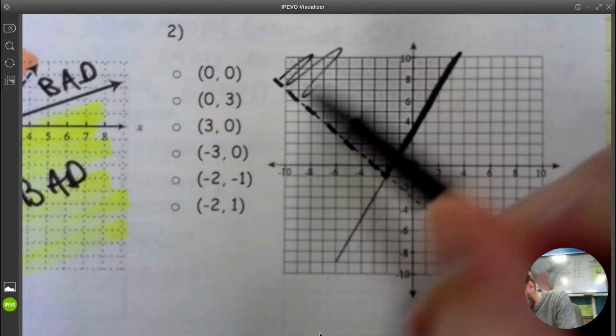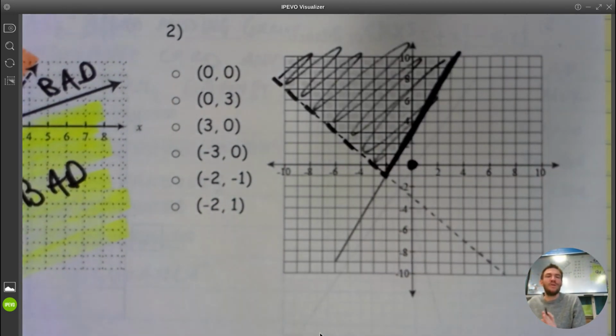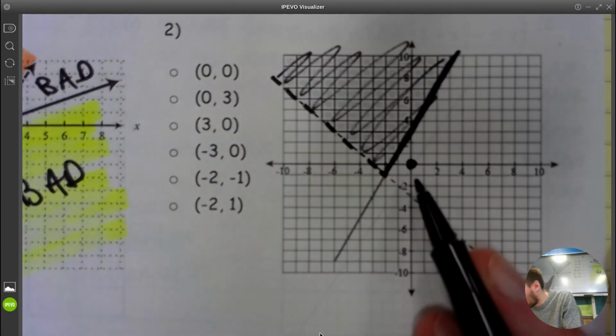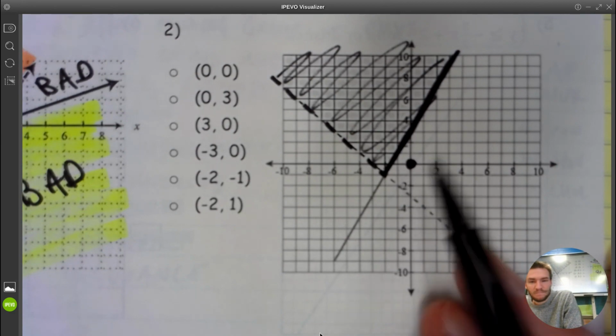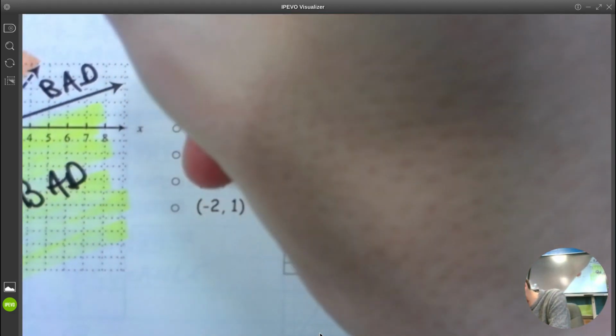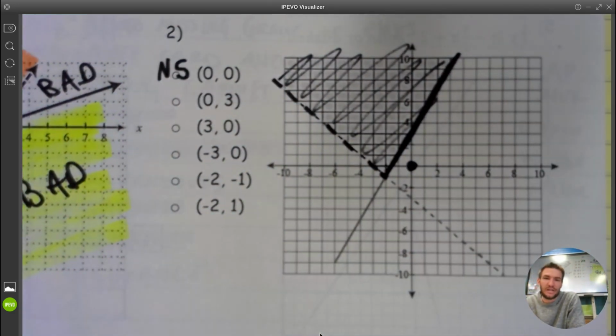This is going to be our shaded region, and if we're looking for correct answers, they better be in that shaded region. 0, 0. What do you think about 0, 0? Good or bad? I agree with you. That's going to be not solution. We're going with NS for not solution.